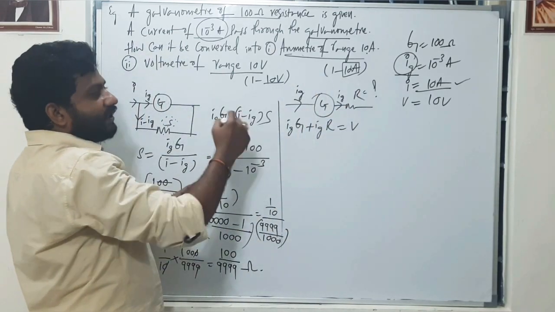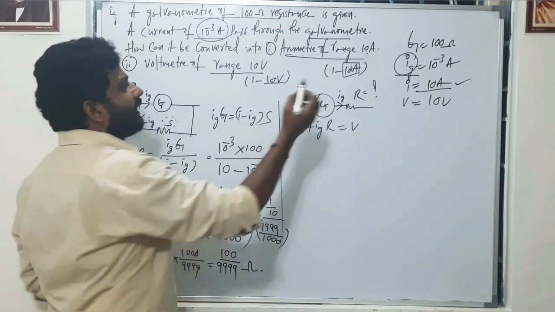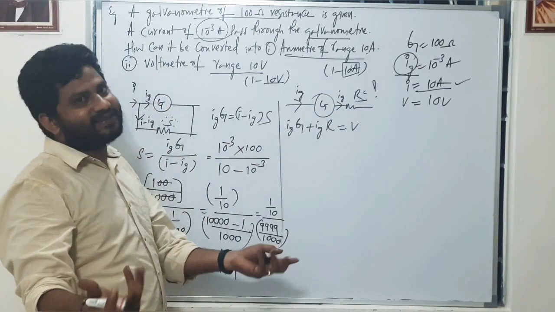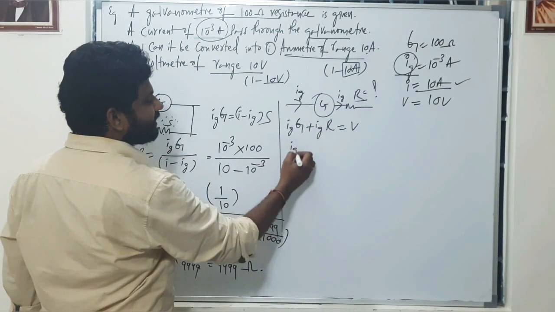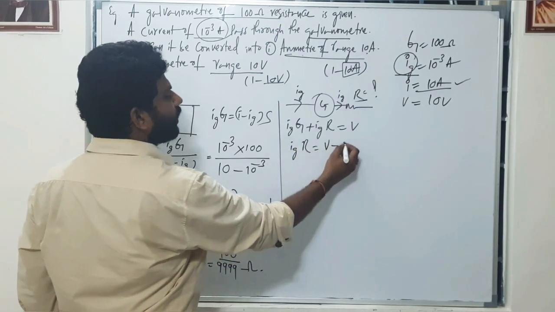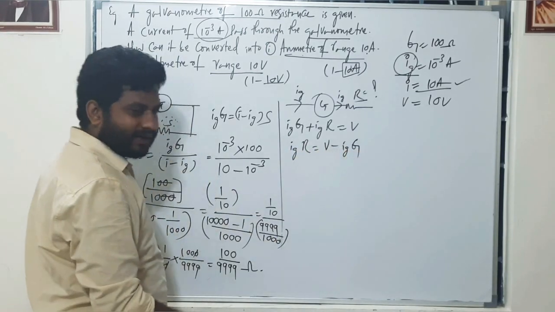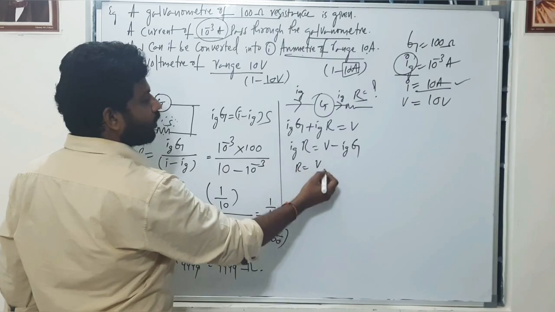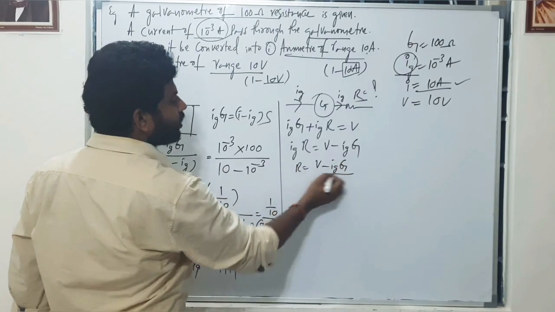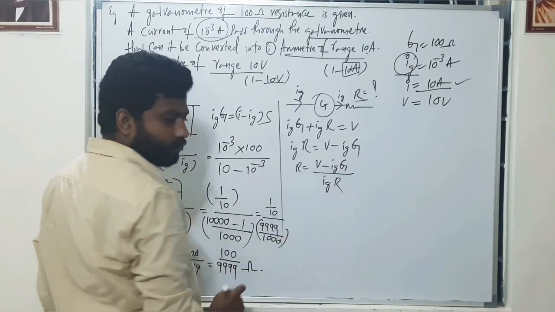So how will we convert the galvanometer into a voltmeter? By connecting that high resistance. What is that high resistance? That's the question. So Ig into R is equal to V minus Ig into G. So R is equal to (V minus Ig into G) divided by Ig.